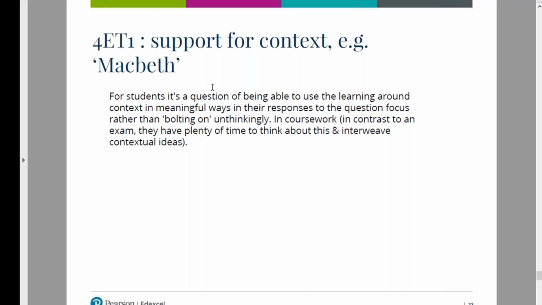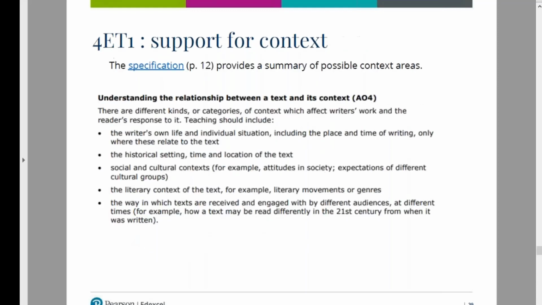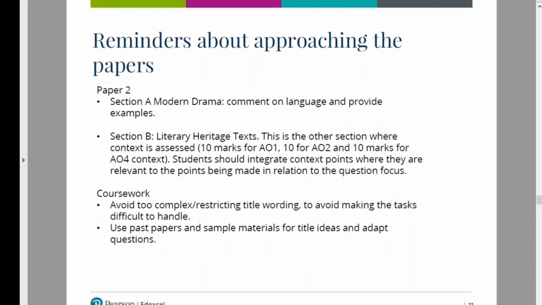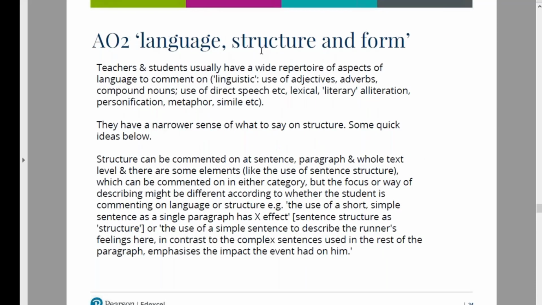So let's just go back now and look a little bit at language, form and structure. So the questions that I quite often get are, does Edexcel count this as language or do they count it as structure? That's one question. And the second question is, what's the difference between structure and form? And do students need to write about both? And I guess it's the same question on language and structure as well. Do students need to write about both? They do need to write about language and structure.